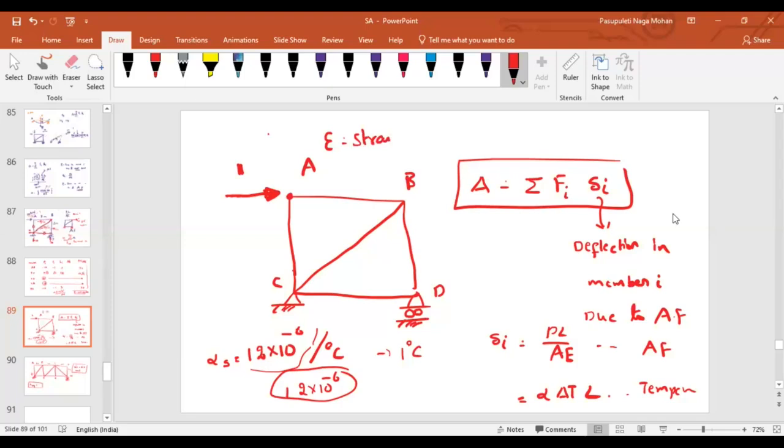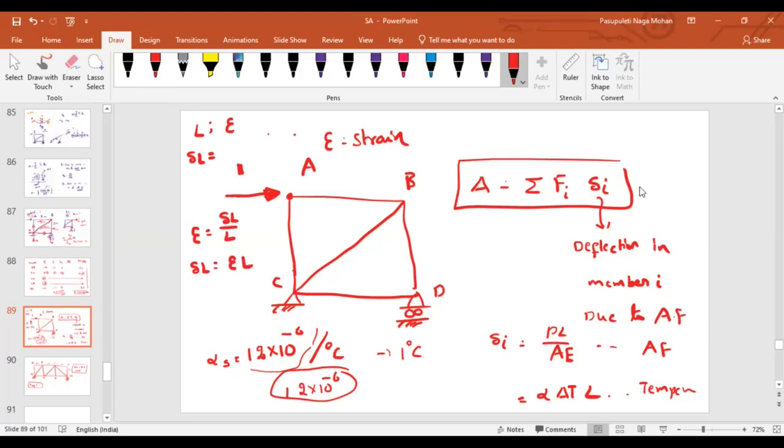Strain rate. If you know the strain, how do you find the change in length? The change in length is the strain times the original length. So whatever the change in length, it is strain times the length of the member.